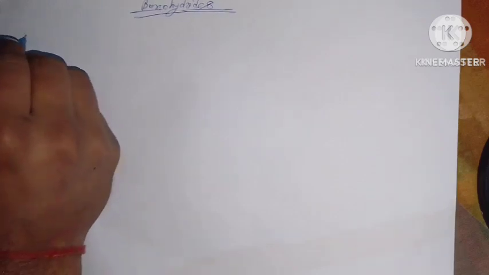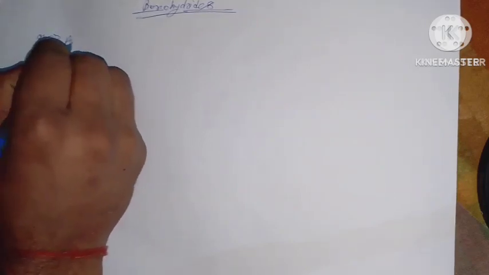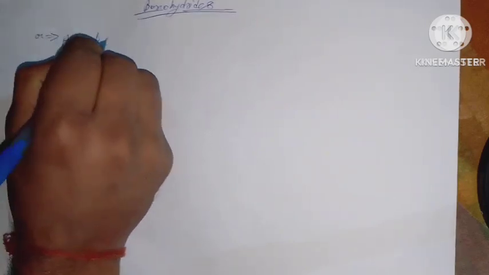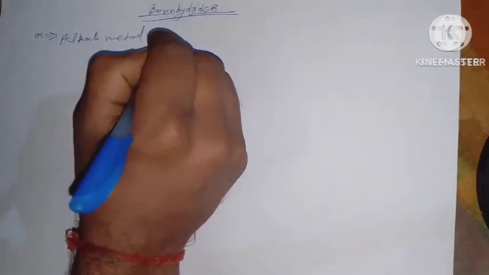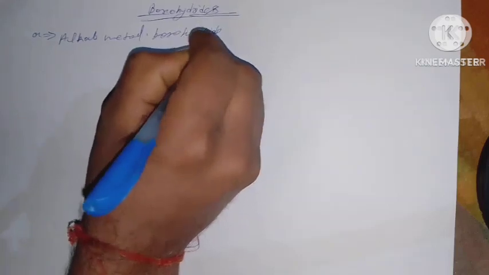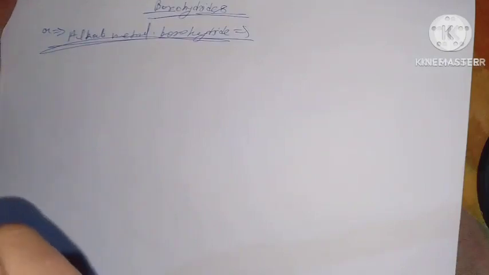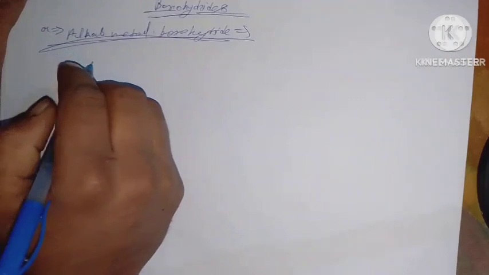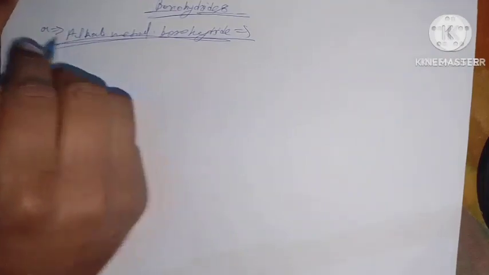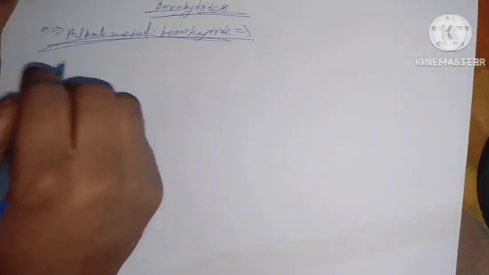Borohydrides have been classified as alkali metal borohydrides. Okay? Alkali metal borohydride. Sodium borohydride is prepared by the reaction of trimethyl borate with sodium hydride at high temperature. Okay?